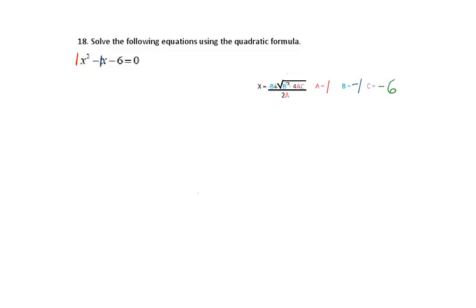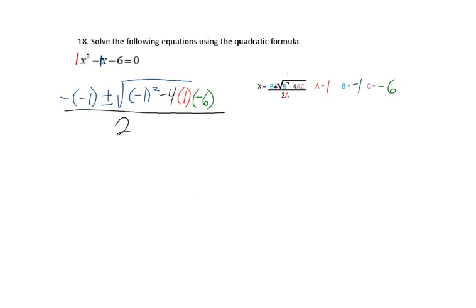Negative b, so that means minus negative 1, plus or minus the square root of negative 1 squared minus 4 times a, which is 1, times c, which is negative 6, and everything over 2 times 1. First of all, the double negatives here become a positive, so that's going to be positive 1. And the 2 times 1 in the bottom becomes 2.